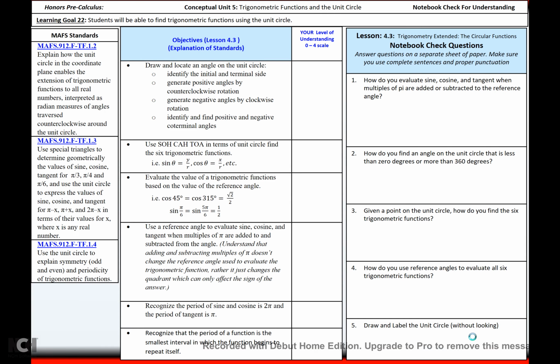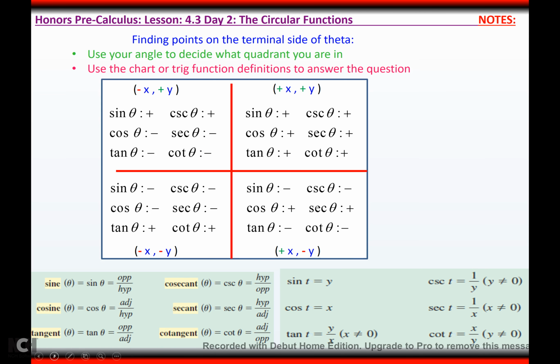We're going to continue talking about trigonometry. All right, so you're going to be finding points on the terminal side of theta. It says use your angle to decide what quadrant you're in. Use the chart or trig function definitions to answer the question.